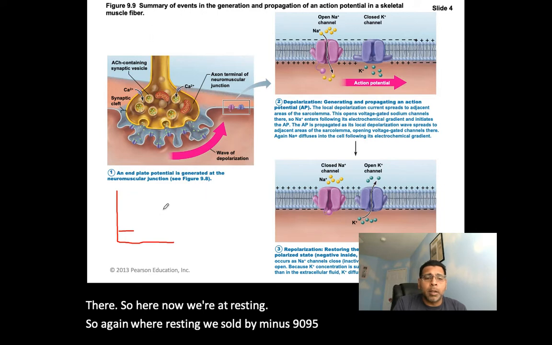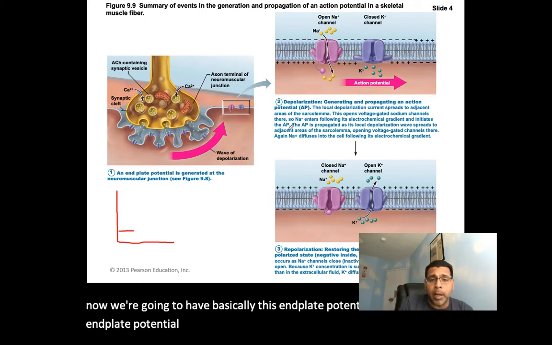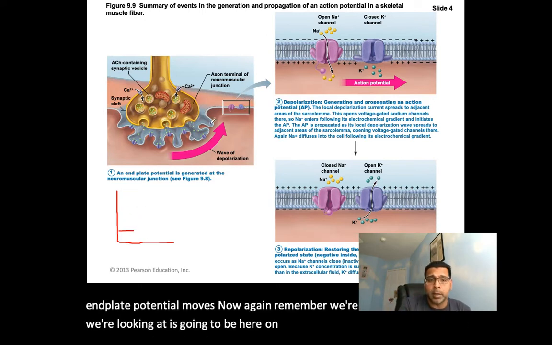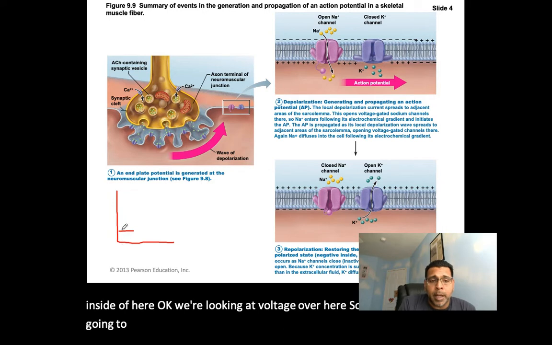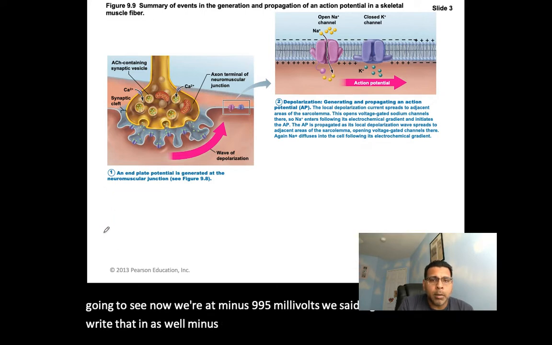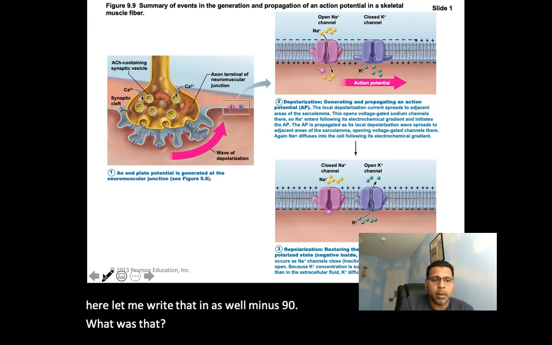Now we're going to have this end plate potential come in. The end plate potential moves now. Remember, the voltage we're looking at is on the sarcolemma. It's not the voltage right inside of here. We're looking at voltage over here. So now we're at minus 90 to minus 95 millivolts, we said. Let me write that in as well. Minus 90, what was that?